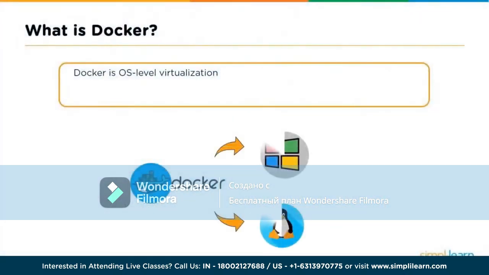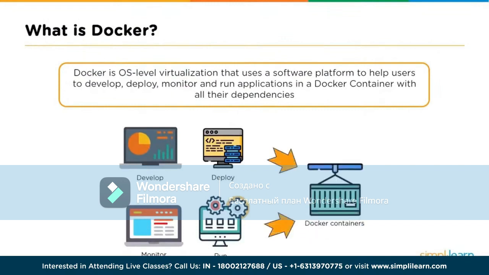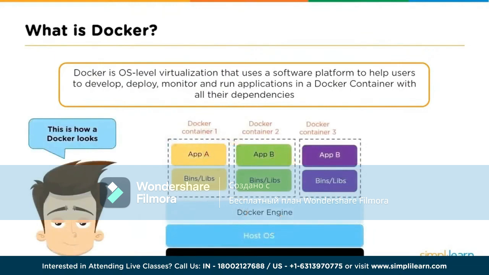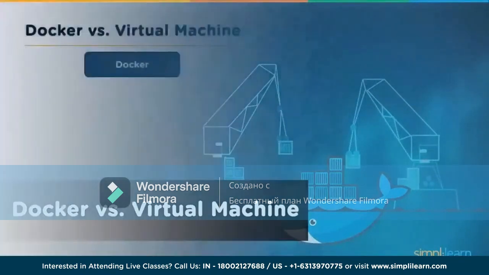Docker is an operating system level virtualization software platform that enables software developers and IT administrators to create, deploy, and run applications in a Docker container with all their dependencies. And a Docker container is a lightweight software package that includes all the dependencies, like frameworks, libraries, and many more, which are essentially required to execute an application. This is the architecture of the Docker tool. Now let's move on to our next main topic for the discussion, that is Docker versus virtual machine.